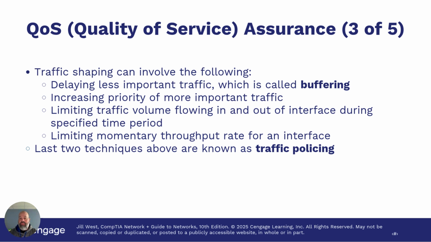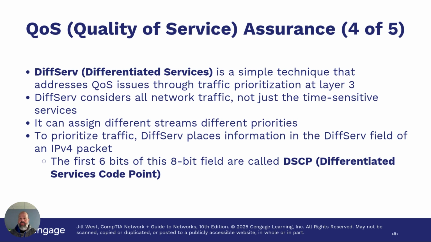Traffic shaping can involve several techniques: delaying less important traffic through buffering, kind of like making regular cars wait for emergency vehicles; increasing priority of more important traffic, which is the VIP treatment; limiting traffic volume during specific time periods; and limiting momentary throughput rate for interfaces. These last two are called traffic policing, which is basically enforcing speed limits and traffic laws on your network. It's all about making sure critical stuff gets priority without completely starving other traffic.